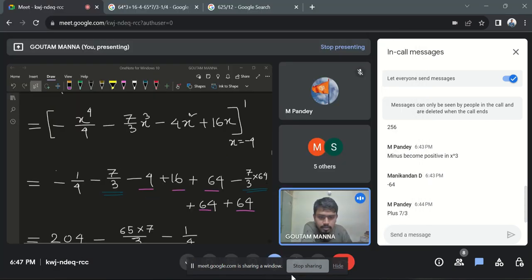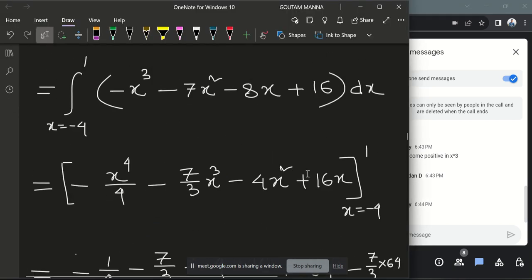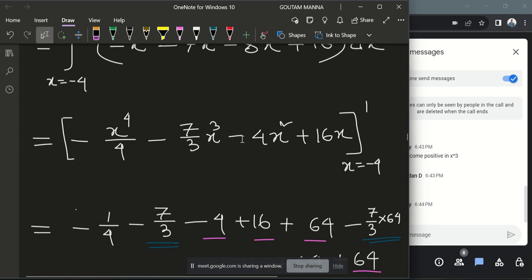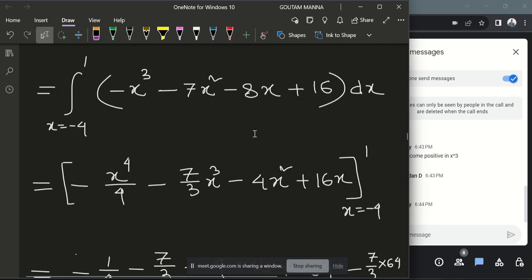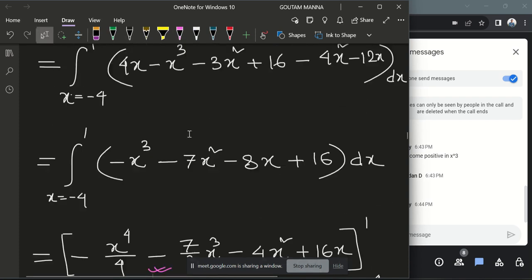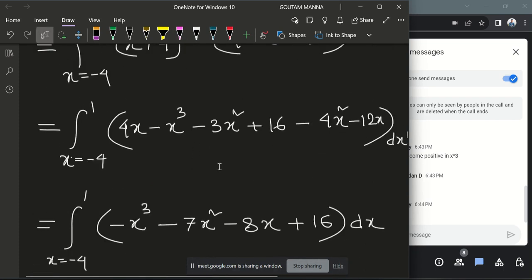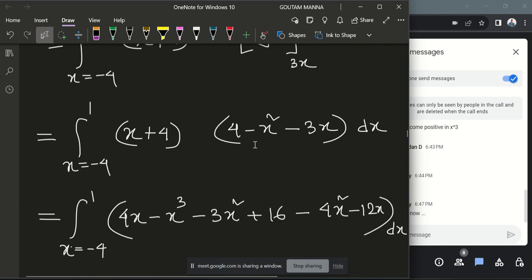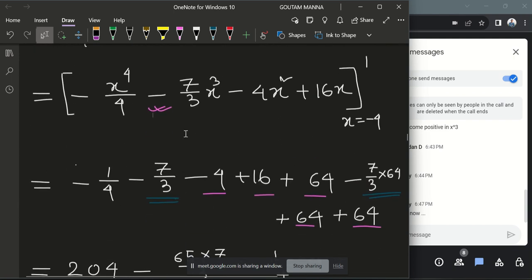Someone is saying plus 7 by 3. This one, there is a minus sign. So this minus sign is correct, right? This minus sign, yes, this minus sign is correct because there is 4x square, there is 3x square. Yes. There is minus 7 by 3 x cube.